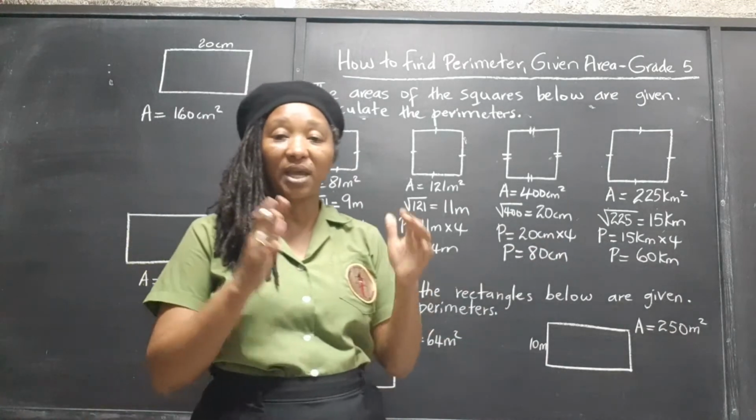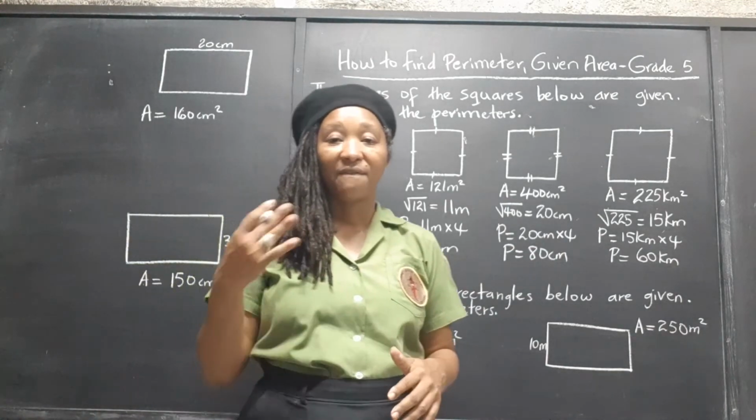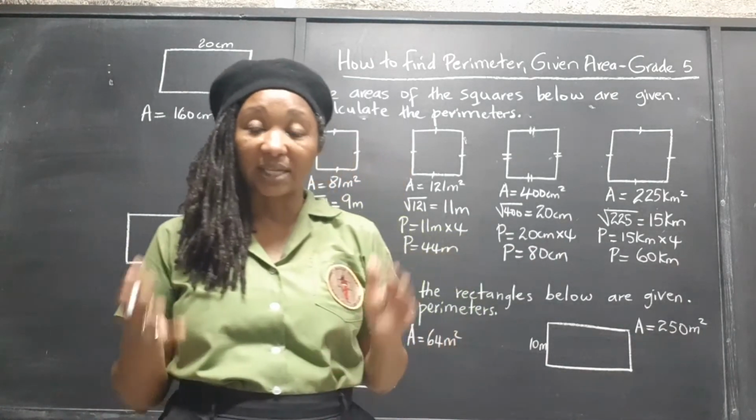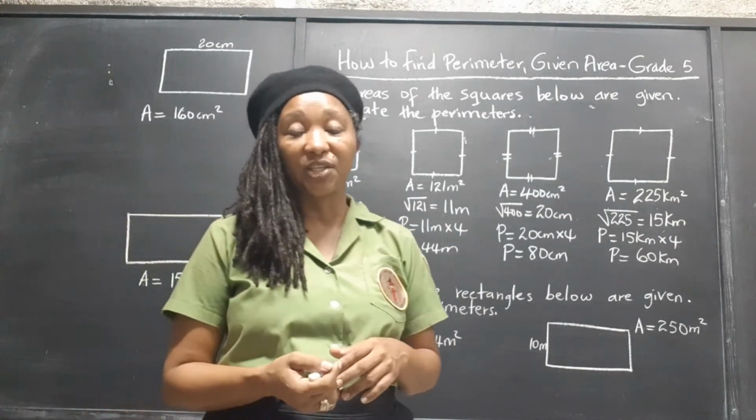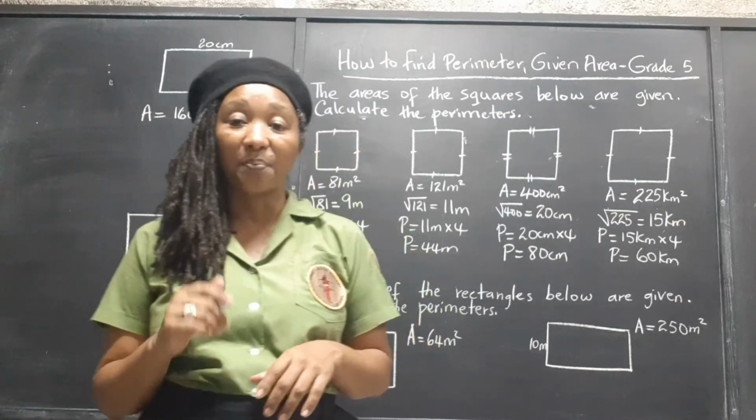So once we know the area of a square, find the square root to get the side, the length of each side. Then multiply each side by 4 to get the perimeter.